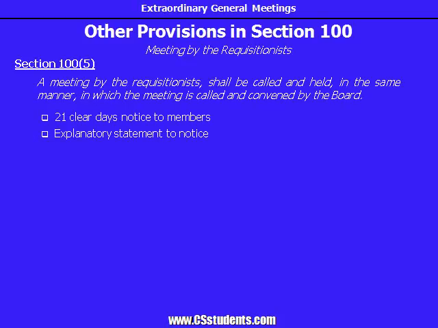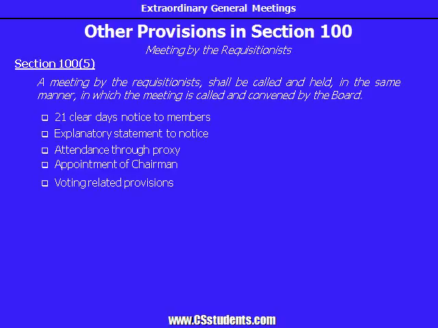Explanatory statement. Attendance through proxy. Appointment of chairman. Voting related provisions. And the most important, the secretarial standards. As we know that, effective from 1st of July, 2015, Ministry of Corporate Affairs have made 2 secretarial standards mandatory. One of them is relating to general meetings. That secretarial standard shall be followed for the extraordinary general meeting.